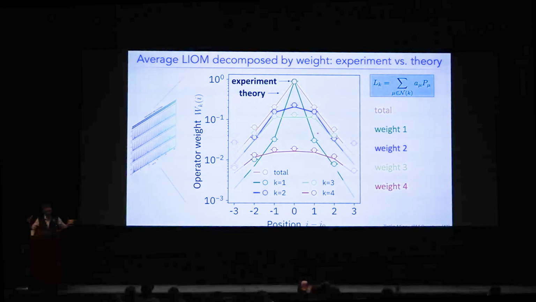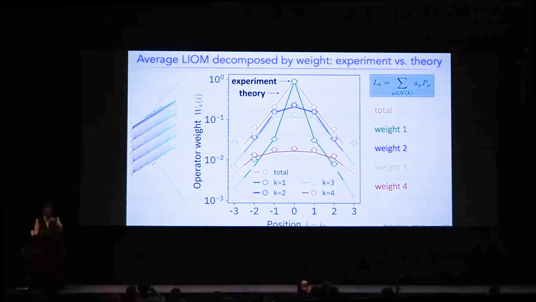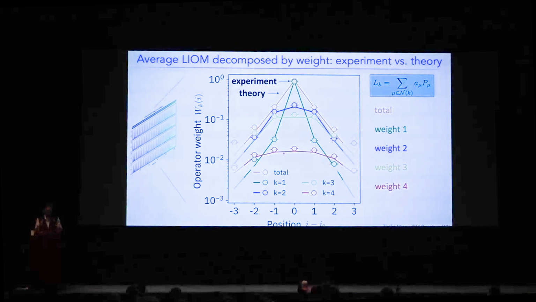Okay, so to do that, let's look at the average Leon in the bulk. This is a comparison where the data you saw is plotted with the dots, and we've done the classical numerics across the device, truncating, and that's shown with the solid lines. We see that both for the total weight as well as the individual contributions from different Pauli weights, we have pretty good agreement, especially near the center of the Leon.